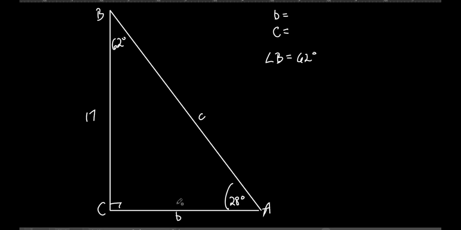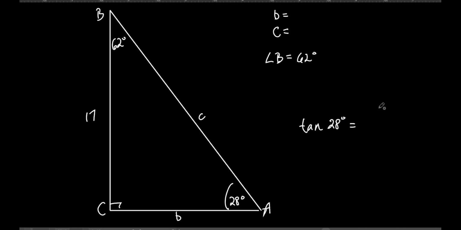So I've got adjacent. And then what's the other side that I know? This one, I know the opposite. So I've got opposite and adjacent. Which trig function uses opposite and adjacent? The tangent. That's right. Opposite over adjacent. So how would we do that? The tangent of what angle am I using? The 28. So tangent of 28 is equal to opposite over adjacent.